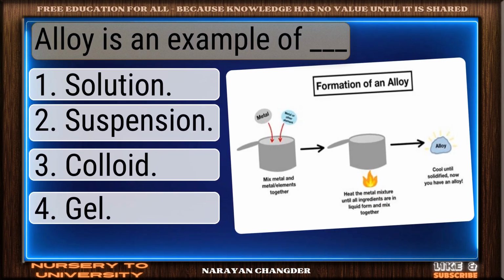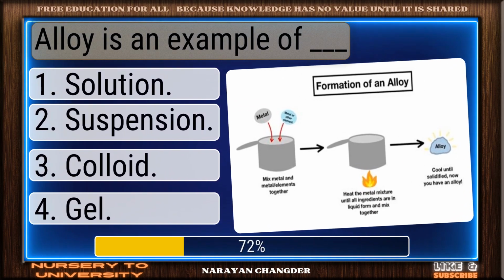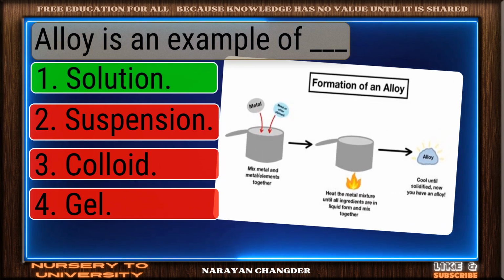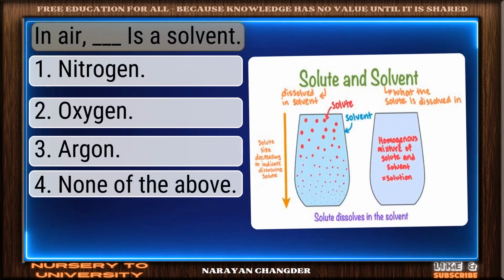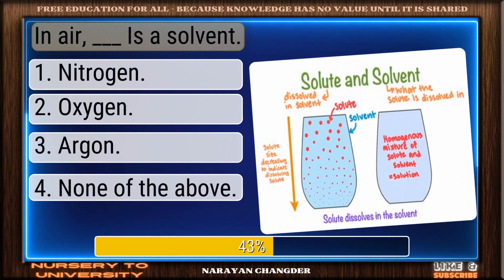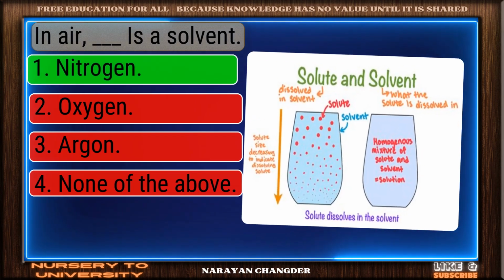Question number 275. Alloy is an example of dash. Well reasoned. Solution is the correct choice. Question number 276. An air dash is a solvent. On track. Nitrogen is the correct answer.